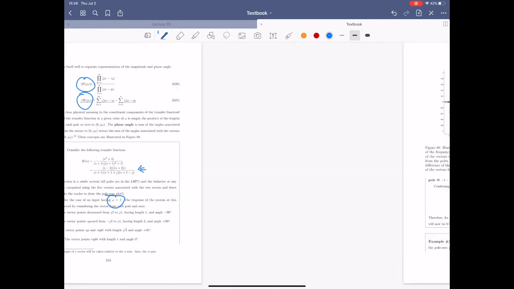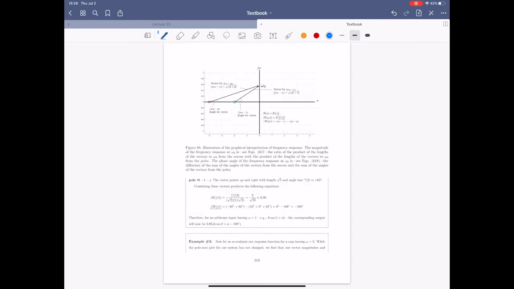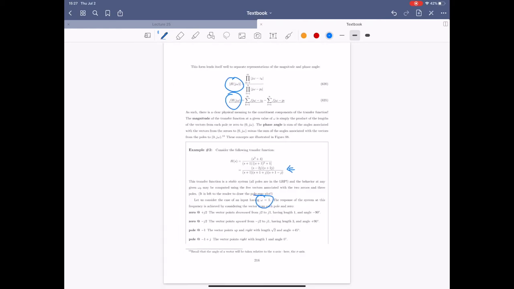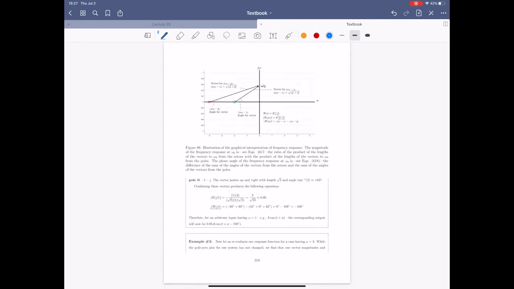Generally speaking, the PZ plotter that I gave you guys for MATLAB will work just fine. But you're going to need to know how to do this for future work. And if you understand how to do it for points that lie on this axis, then you'll be able to do it for any point in the complex plane. It's the same process.